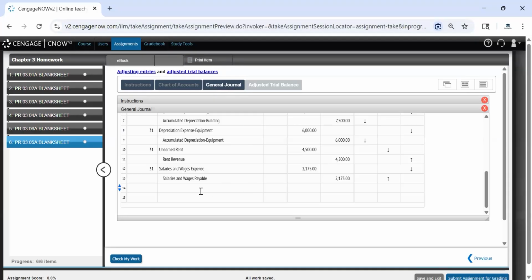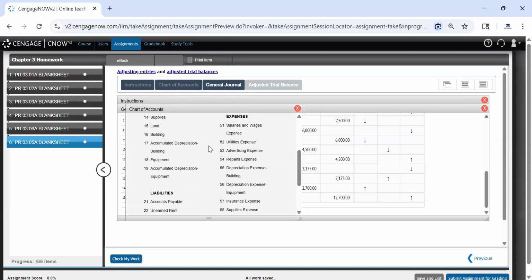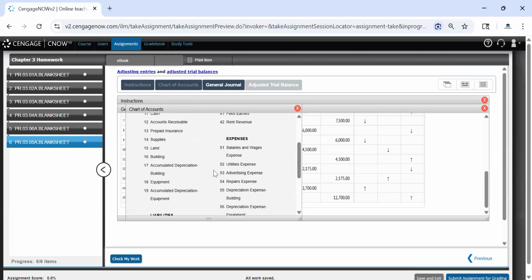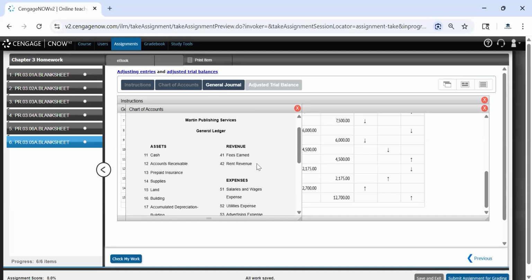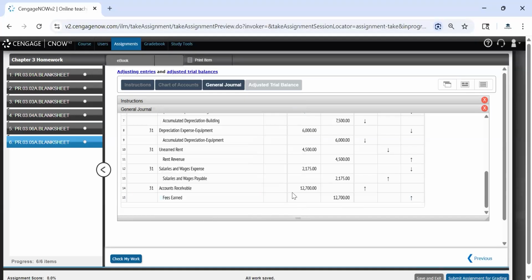as revenue. So we're going to debit accounts receivable for 12,700, and then the date is the 31st, and fees earned is our revenue account. We can note in our chart of accounts, we only have two types of revenue, fees and rent, and this is fees unbilled.